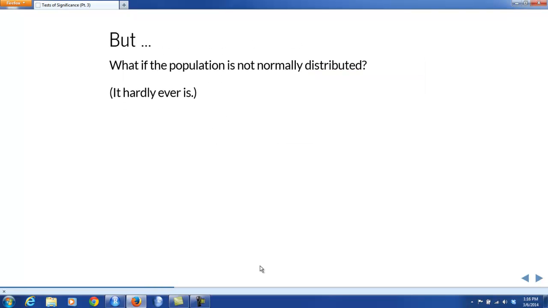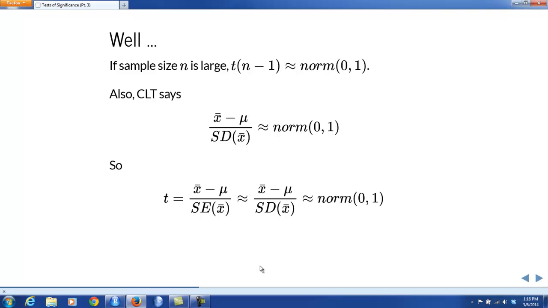So, if the population is normally distributed, the t-statistic will be exactly a t-random variable. But what if the population is not normally distributed? We know that in practice, the population hardly ever is going to be perfectly normally distributed. Well, as our explorations have shown us, if the sample size n is large, then a t-random variable will be approximately the standard normal 0, 1 random variable.